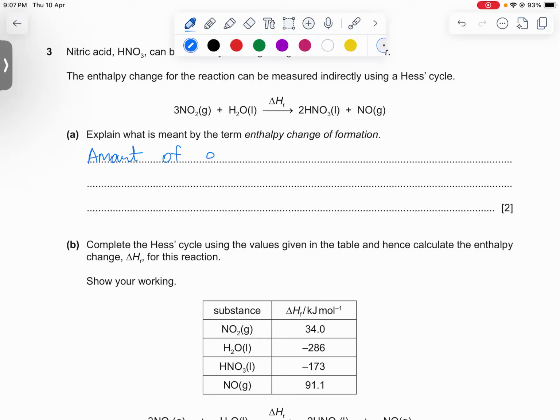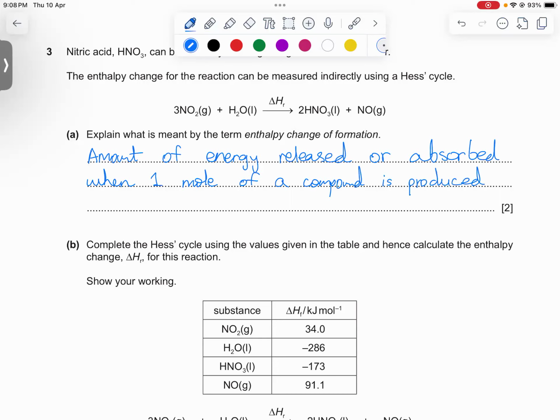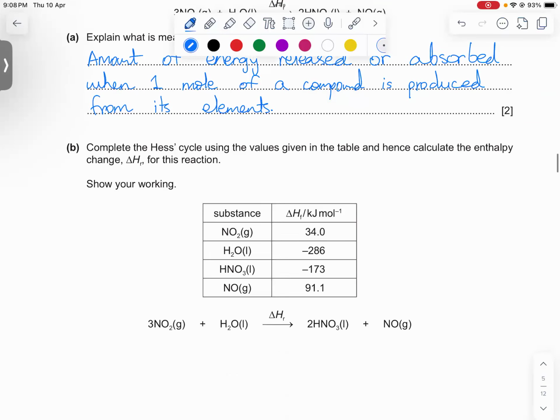Amount of energy released or absorbed when 1 mole of a compound is produced from its elements. Okay, so that is the definition.